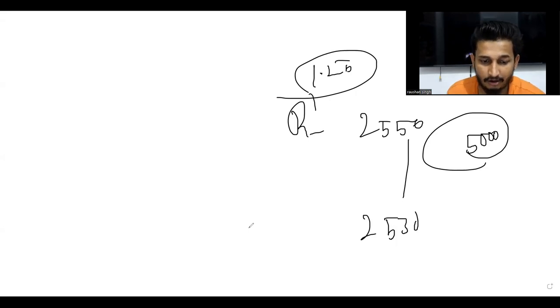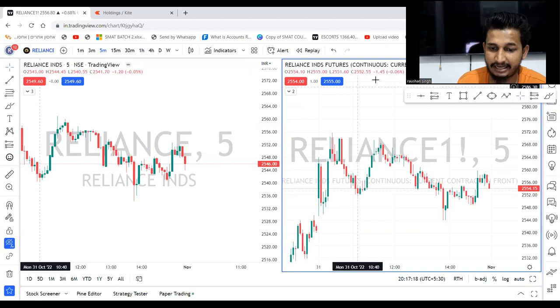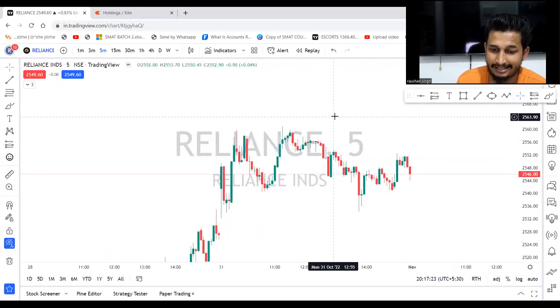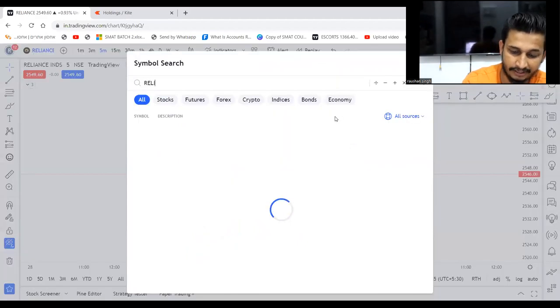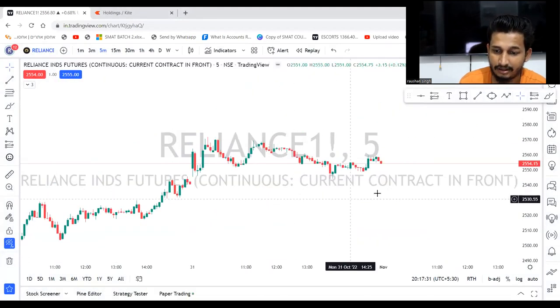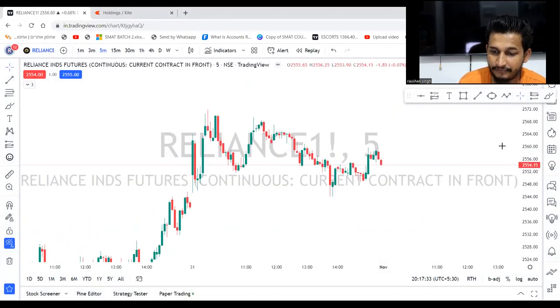How to choose futures, how to analyze? Again, do not ask me this question ever in your life, because I'll give you right away a simple answer. This is your Reliance stock. You know pretty well because I'm telling you the name. And this is your Reliance Industries. If I remove the name, will you be able to identify whether this is the future or the equity stock? Will you be able to identify?